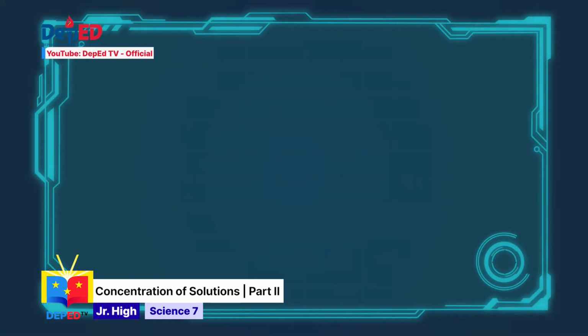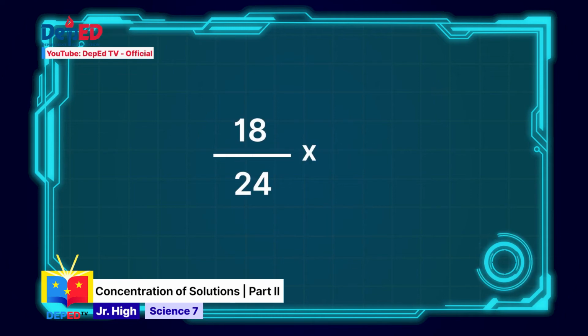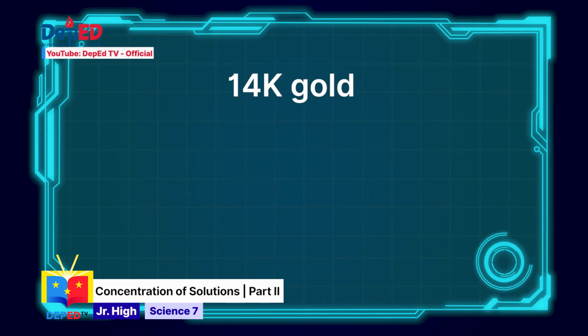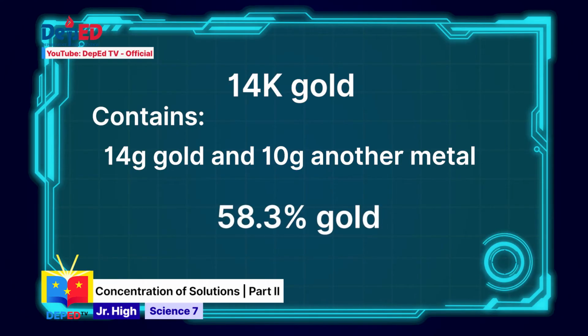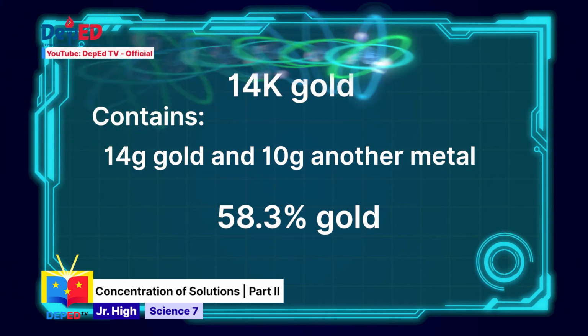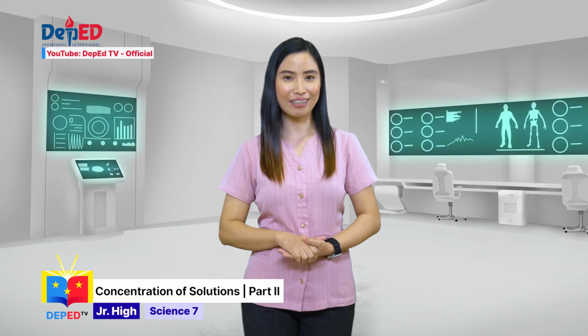Here are some examples. If the material has a concentration of 75% gold, that is 18 divided by 24 multiplied by 100. While 14 carat or 14K gold contains 14 grams gold and 10 grams of another metal, making it 58.3% gold. Now, let's test your mastery of the lesson.